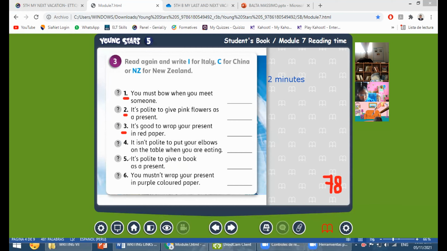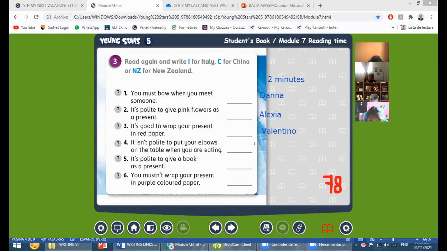For example, number five. It's polite to give a book as a present. In which country? Italy, China, or New Zealand? Yeah, let's go. New Zealand. Let's read, okay? If you finish, please raise your hand. I'm going to write your name next to some sentence, and then you participate. I need 3 more volunteers, okay? But first, complete in your book.